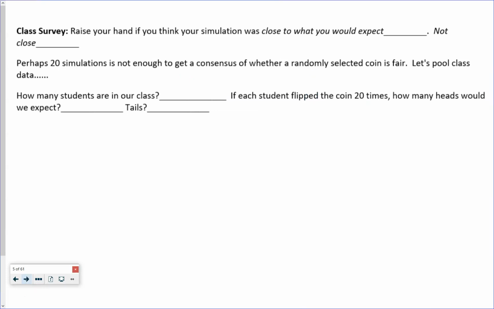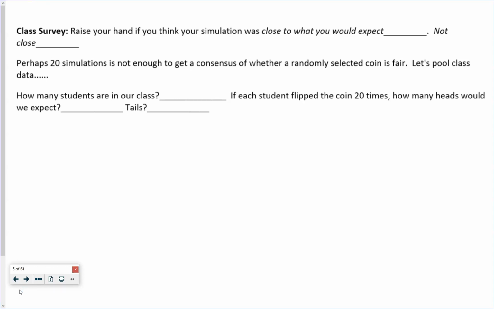So not everyone was going to be close, okay? Not everyone got 10 and 10. I doubt very many people got exactly 10 and 10. Most people probably got further away, maybe 17 and 3, 15 and 5, something like that. So probably further away from what was expected. So maybe 20 flips is not enough.